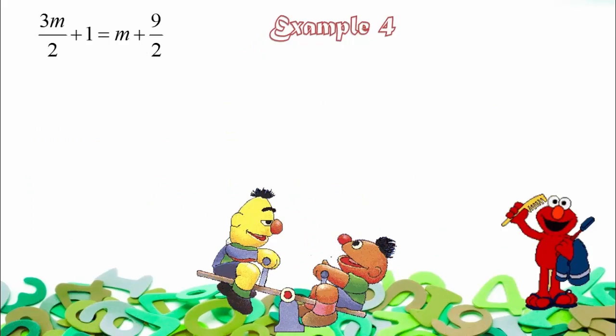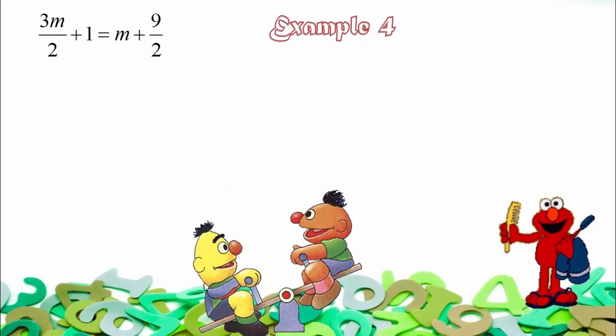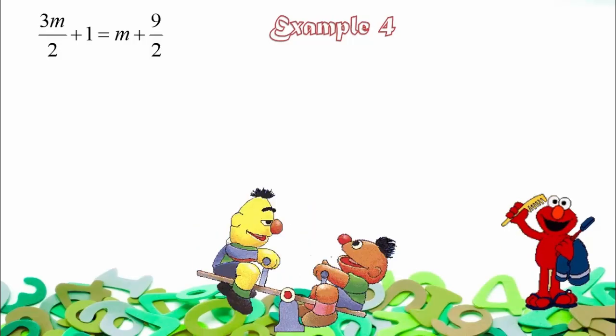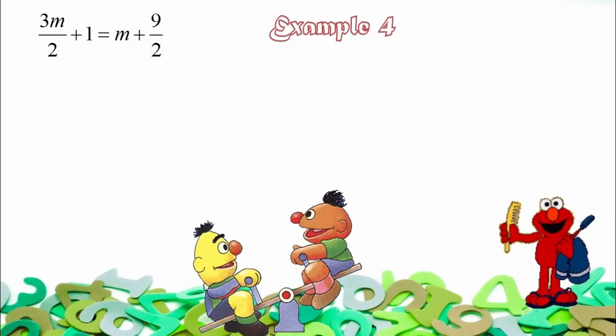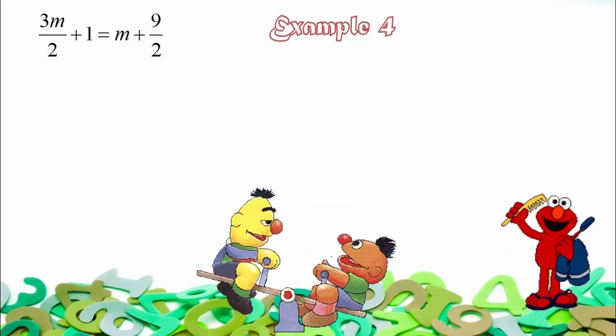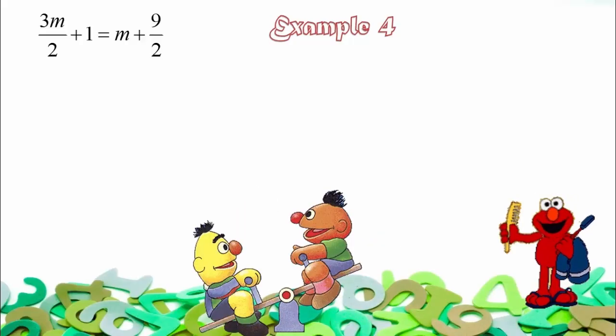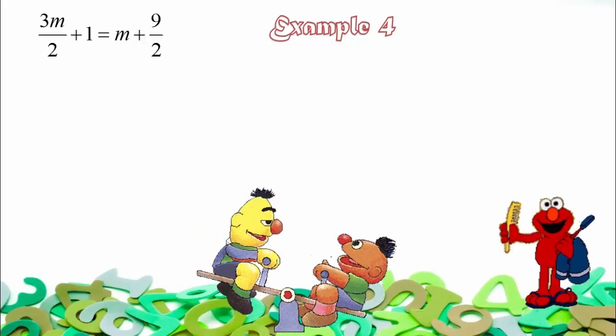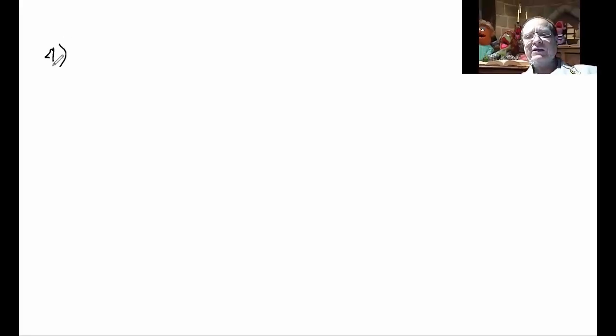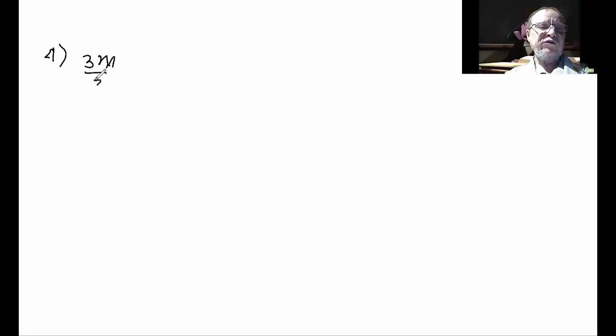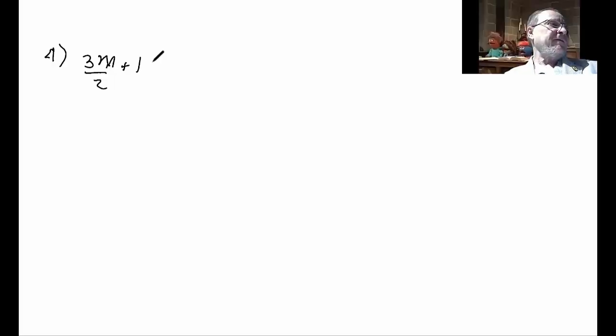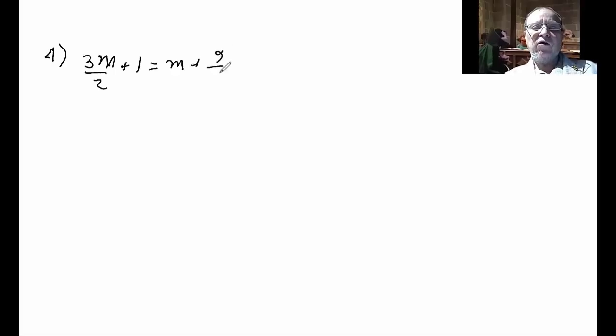In example number 4, we want to solve for m in this particular equation, where 3m over 2 plus 1 is equal to m plus 9 over 2. So let us go over to the whiteboard and see how we would do this particular example. In this example, example 4, I'm just going to use the technique of clearing the denominator. So I start out with 3m over 2 plus 1 is equal to m plus 9 over 2.